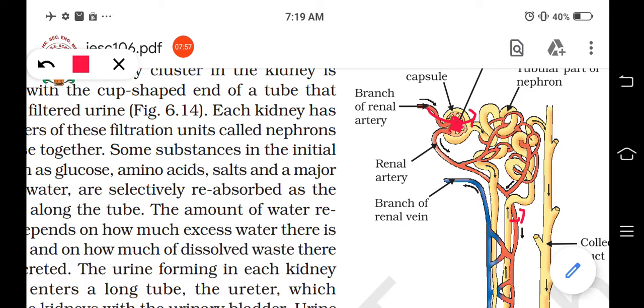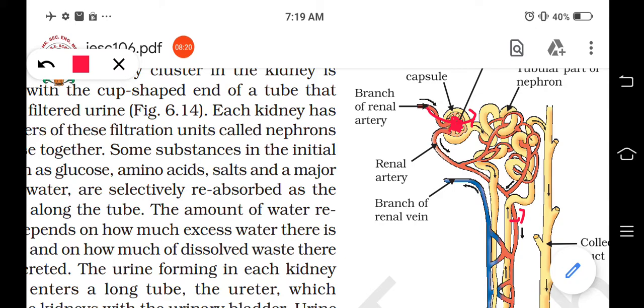The fluid that gets collected in the Bowman's capsule is known as the glomerular filtrate, and it contains what, waste materials and useful materials. So what will happen? As it goes down, many of the useful components are absorbed back by the blood capillary. So this process is called tubular absorption.